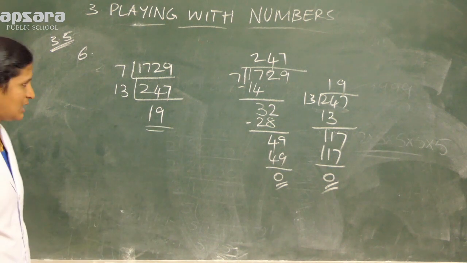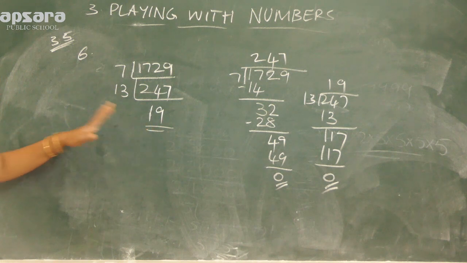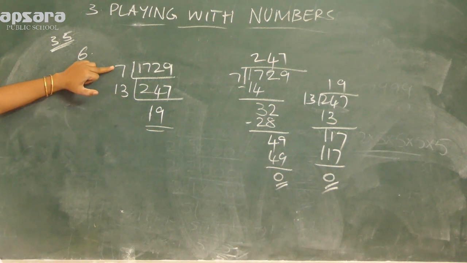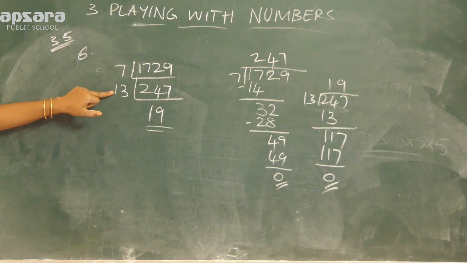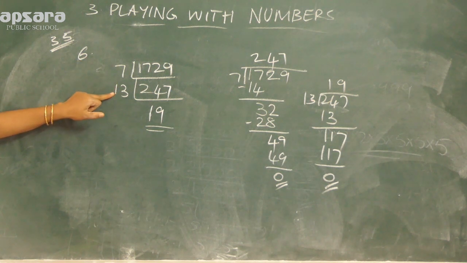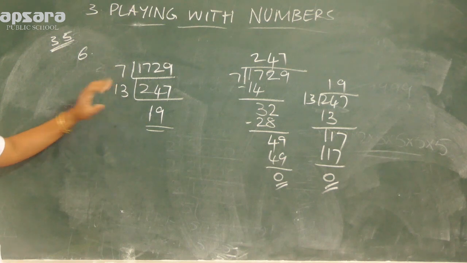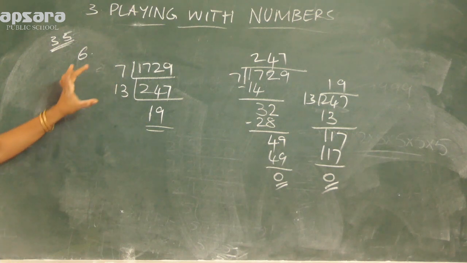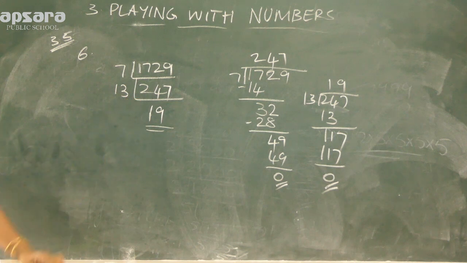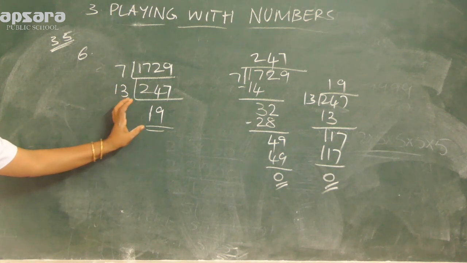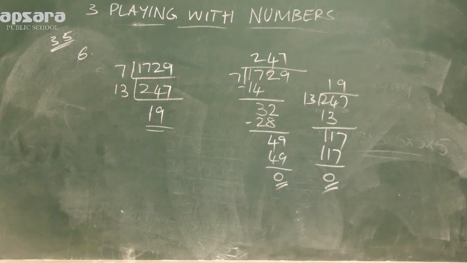Now one more question they asked. What is the relation between these prime factors? Right? What is the relation? Now look here. 7 plus 6 is 13, right? What is the difference between 13 and 19? 13 plus 6 is 19. So what is the relation between these prime factors? The difference between consecutive prime numbers is 6.